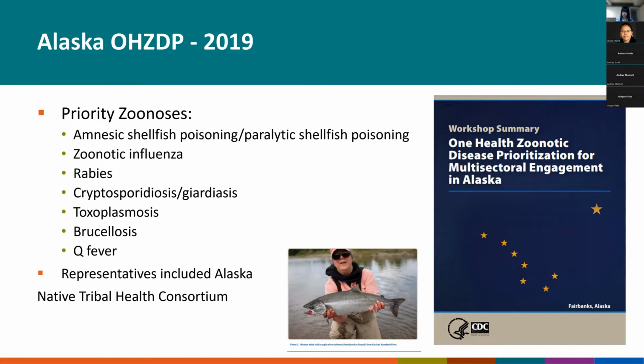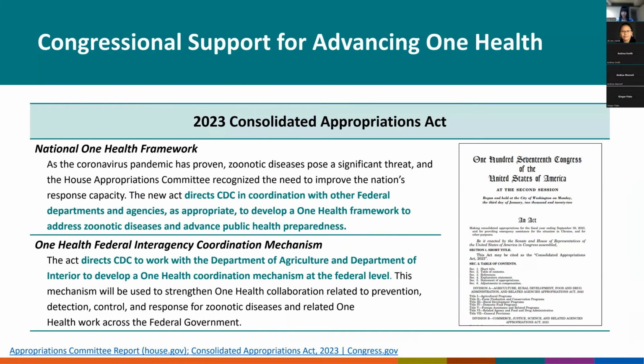And you might notice that first disease on the list is actually not a zoonotic disease per se. However, representatives from all One Health sectors agreed and felt strongly that given the rising prevalence of amnestic shellfish poisoning and paralytic shellfish poisoning in Alaska, those should be prioritized. And that gives credence to the ownership and flexibility we try to make inherent in this process. Okay, so with that little digression, I'd like to take us back to the federal level.